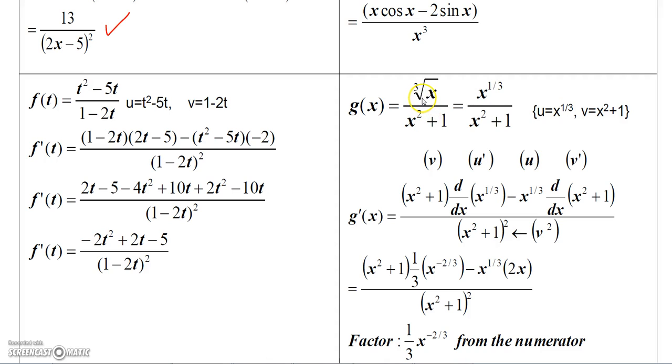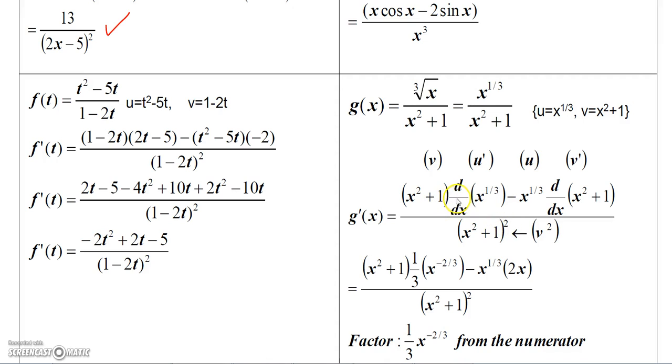First thing I want to do is write this cube root of x as x to the 1/3, because I can take the derivative of it, x to the 1/3, like that. So my u would be x to the 1/3, and my v would be x squared plus 1. Now in my formula, I have v, which is x squared plus 1, times the derivative of x to the 1/3, and then minus x to the 1/3, that's my u, times the derivative of v, which would be the derivative of x squared plus 1. And then for my v squared, I'll have x squared plus 1 quantity squared.